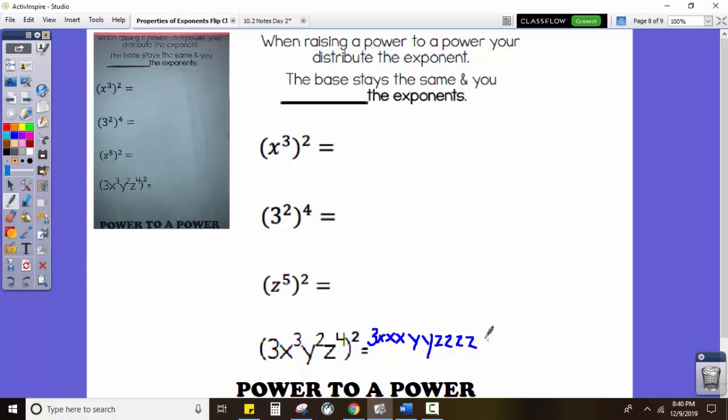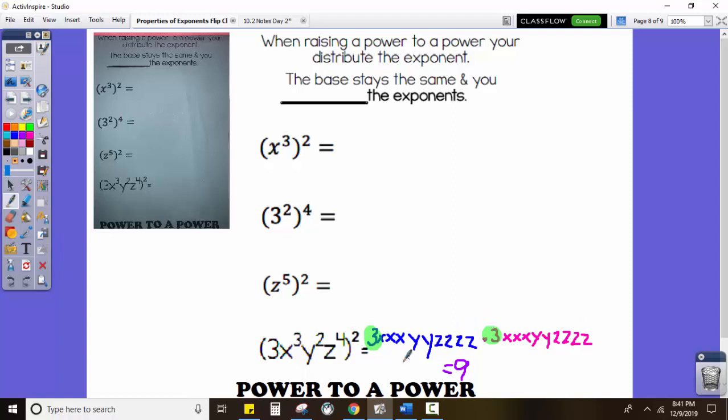Because it's to the second power, I need to do this same exact thing again. So I'm going to multiply it by 3, x, x, x, y, y, z, z, z, and z. Okay, now when I simplify, first of all, I notice I have these coefficients, the 3's. So I treat those like any other numbers that are coefficients and multiply them together. So 3 times 3 is 9, so that's where the 9's coming from.